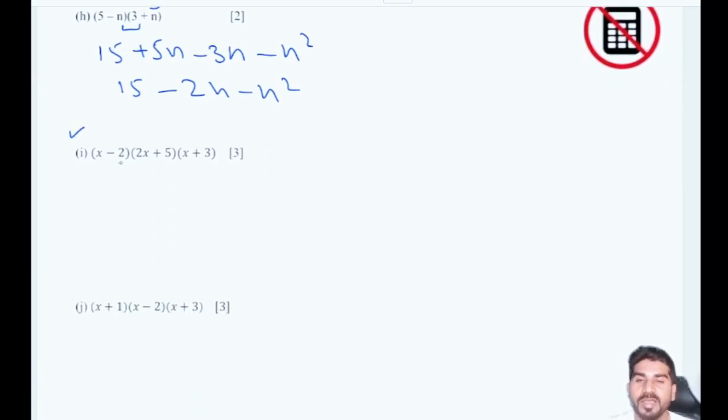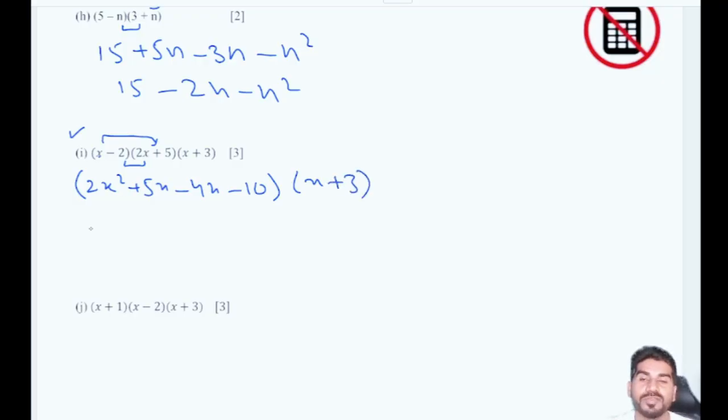Now part I has 3 expressions multiplying with each other. So first we are going to multiply these expressions. x times 2x will be 2x square. Then x times 5 is 5x. Similarly, 2 times 2x will be negative 4x, and 2 times 5 is negative 10, and there will be x plus 3 as well.